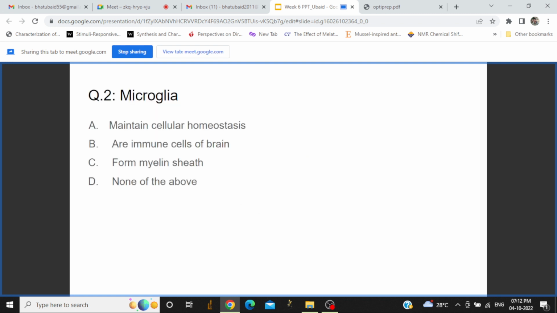Second question is related to another type of glial cell, which is the microglia. The answers related to microglia are: A, microglia maintain the cellular homeostasis; B, microglia are immune cells of the brain; C, they form the myelin sheath; and D is none of the above. So what is the answer? Anyone from the audience?